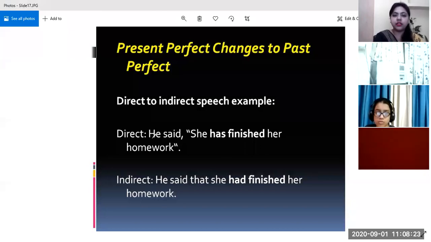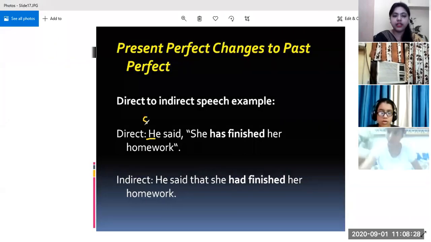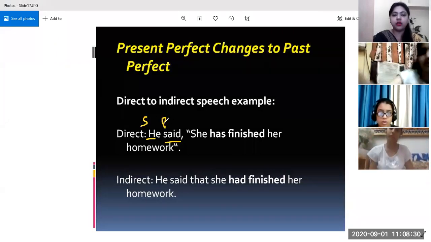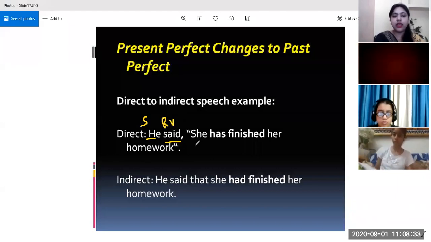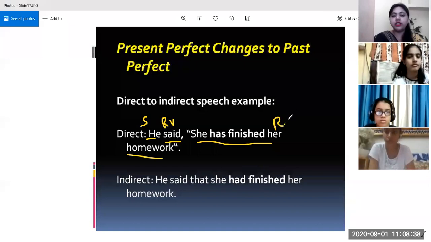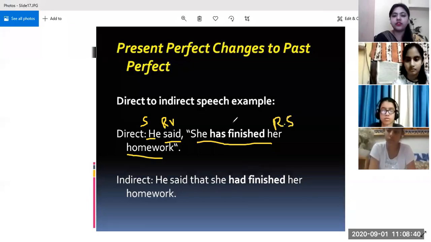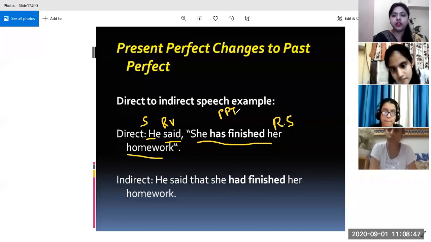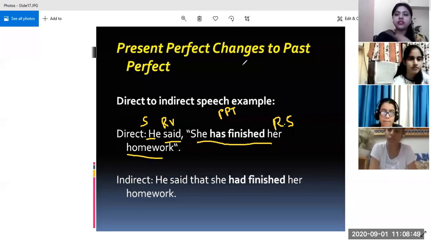He is the subject. Said is the reporting verb, which is in past. And she has finished her homework is the reported speech. Reported speech has been written in the present perfect tense. Now we know that present perfect tense changes into past perfect when we are changing direct speech into indirect speech. Let us do the transformation.